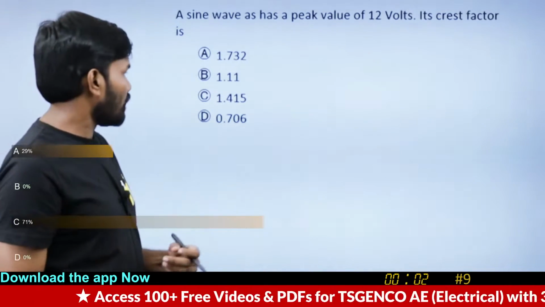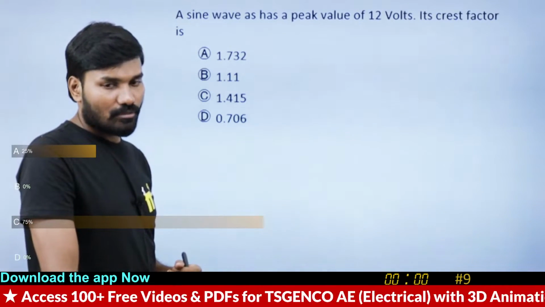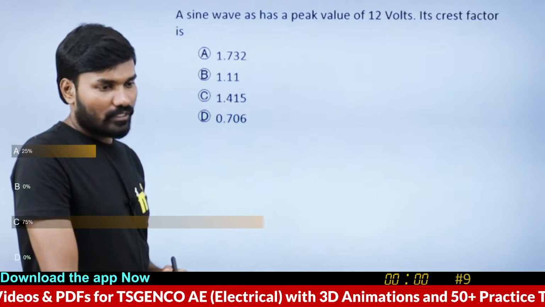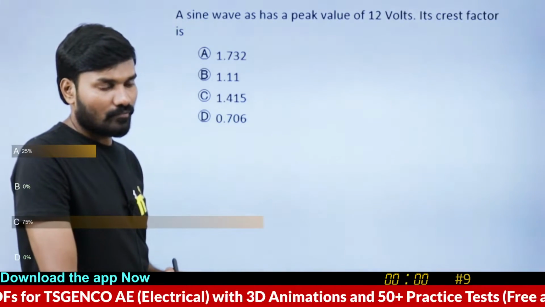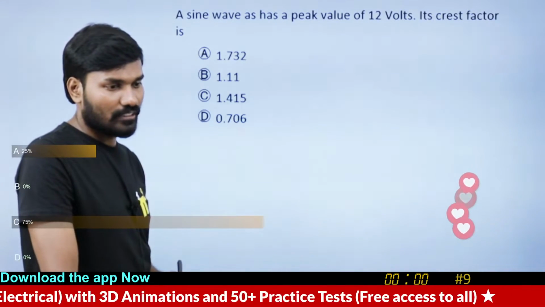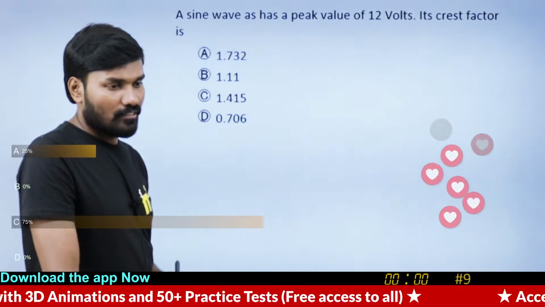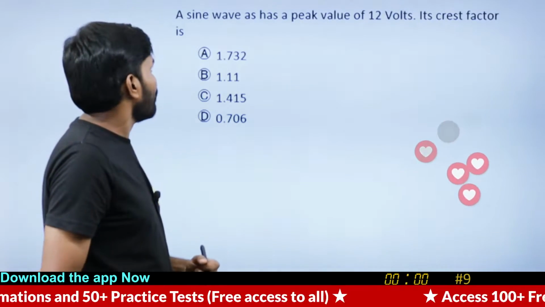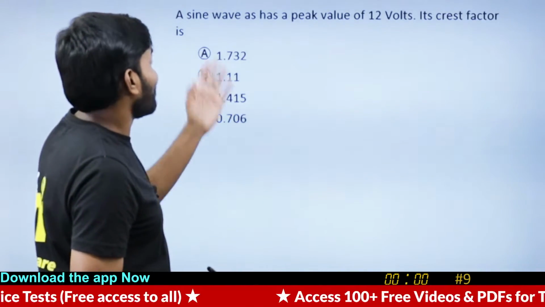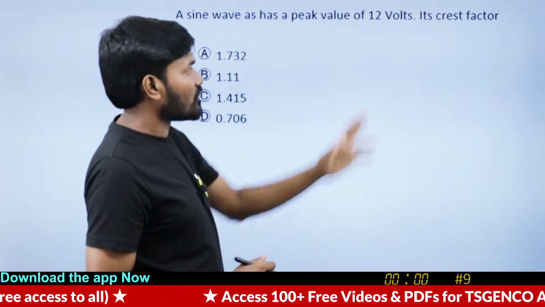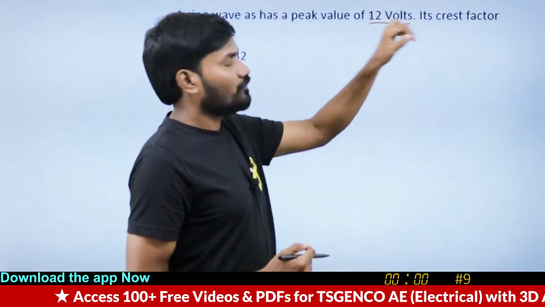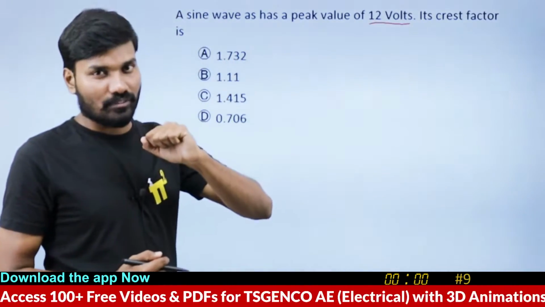I don't know how you missed this question. Some of you are opting for option A. That's not quite acceptable, but okay, mostly people opted for the correct answer. So let's see how to handle this. A sine wave has a peak value of 12 volts simply. It doesn't really matter what the peak value is.